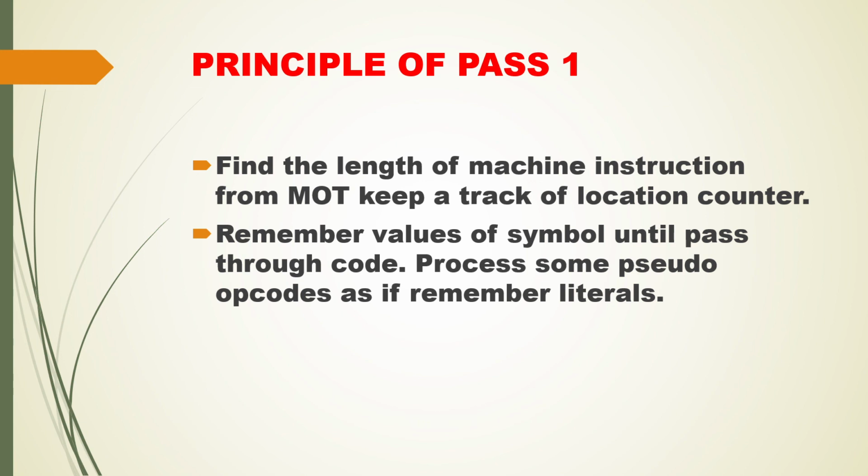Now we will see what the main principle of pass 1 is. The main principle of pass 1 is to find the length of the machine instruction from the MOT, that is the machine opcode table. Keep track of the location counter. Remember values of symbols until pass 2 goes through the code. Process some pseudo opcodes and remember literals. So this is all about pass 1. In the next video, we are going to see pass 2 of the assembler.